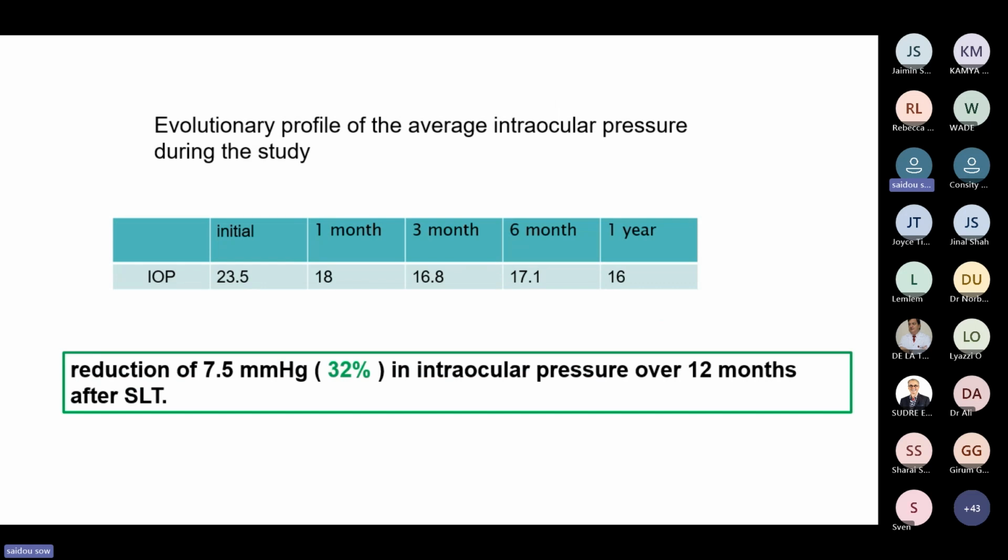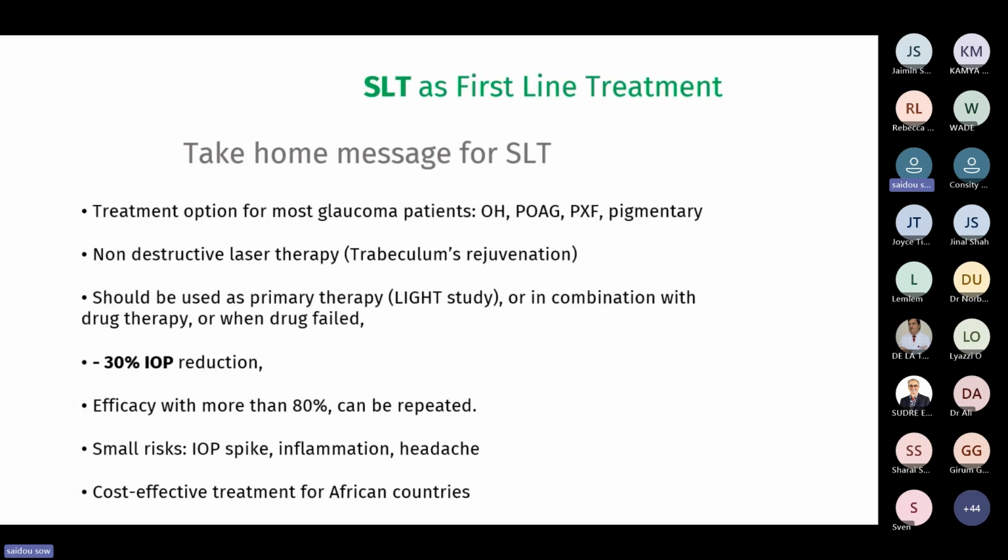So in conclusion, after 12 months follow-up, we get a reduction of 32% in intraocular pressure after SLT. That confirms that we can propose SLT as a first-line treatment for our patients, especially in Africa, with all the challenges we are dealing with in our daily practice.